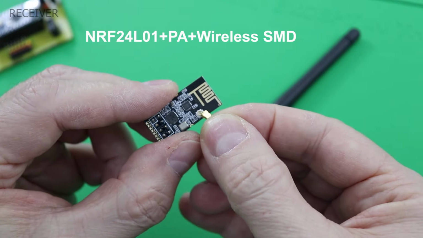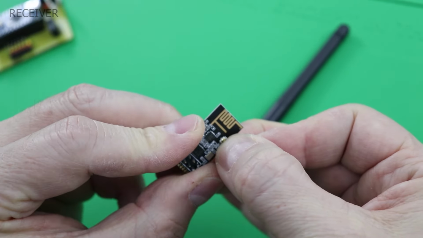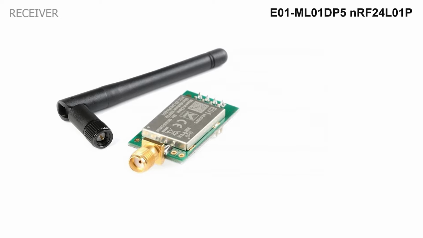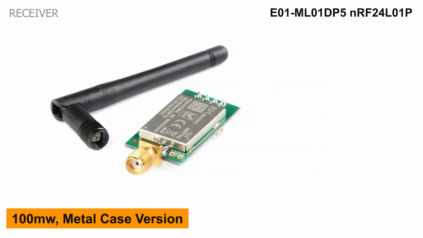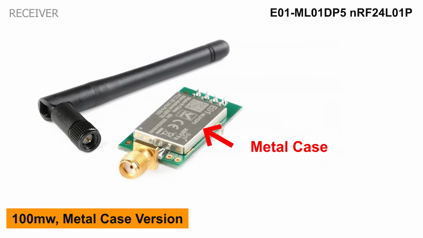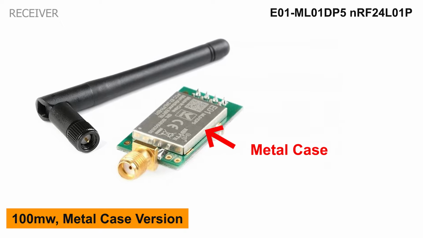When we define the NRF24 module as a receiver, its power is limited to 20 milliwatts. Therefore, using high-powered ones for the receiver is unnecessary in terms of range. But an extra advantage of high-powered ones is that they are metal-cased. The metal cage filters out electrical noise and provides a more stable connection.